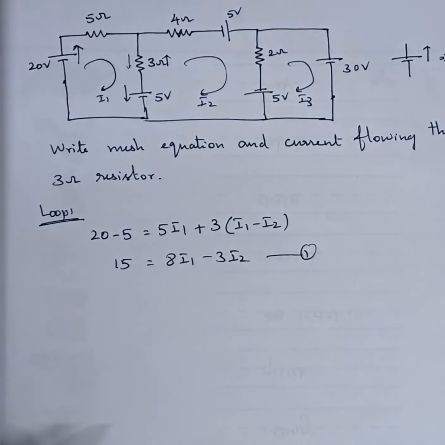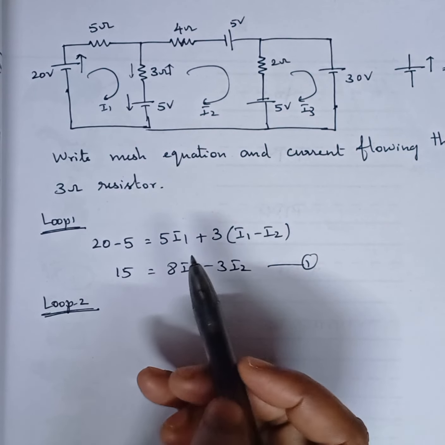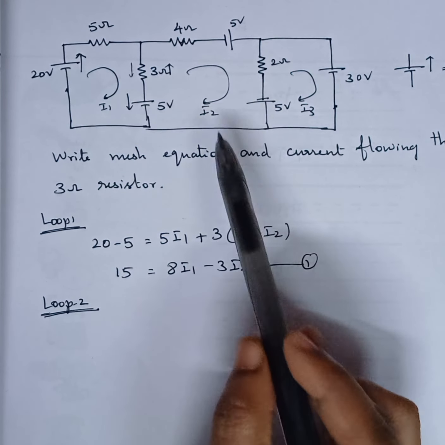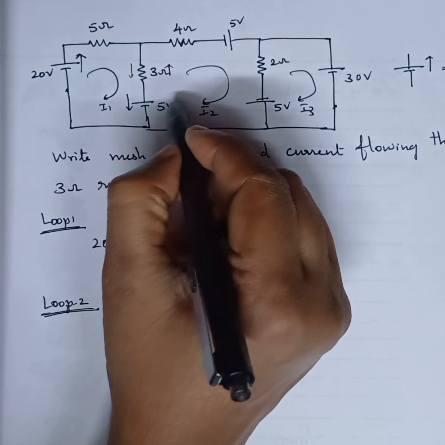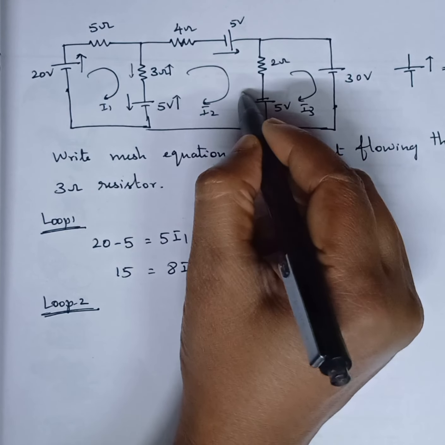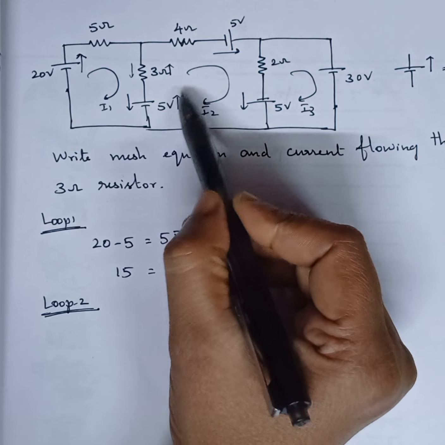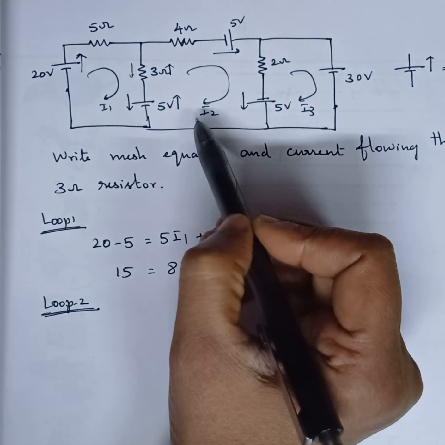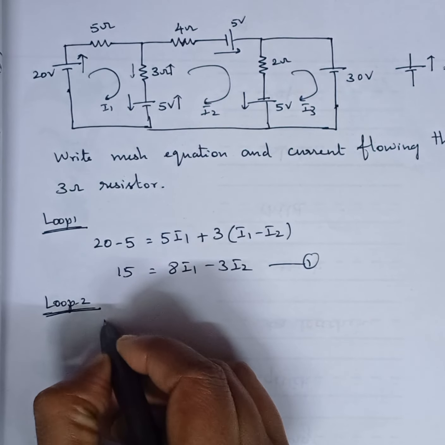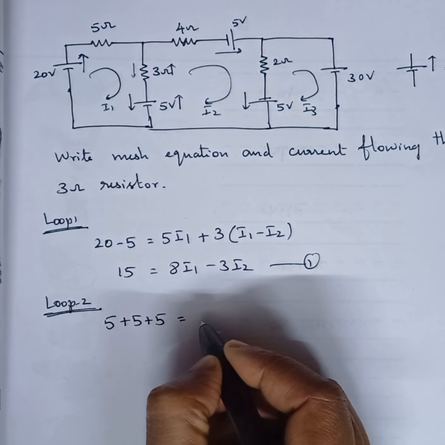For loop 2, same manner I'm going to write the KVL equation. For that, algebraic sum of the potential rises. Okay, so for this one, current flow is I2 flowing in this direction, this also in this direction, this also in this direction. In all the three sources, current direction is as required. Correct, it is the way it should be. So we'll take all as positive. So 5 plus 5 plus 5, algebraic sum of all the potential rises over.